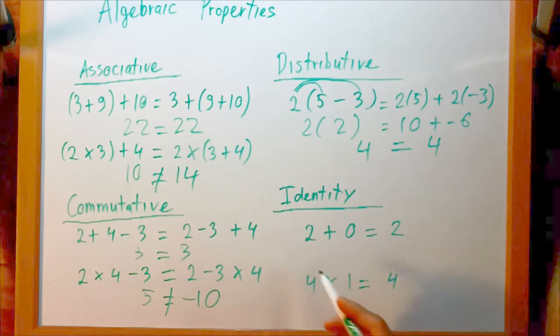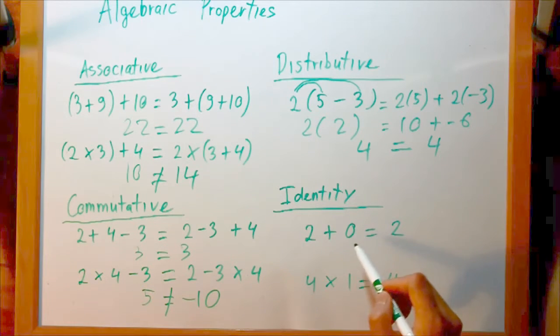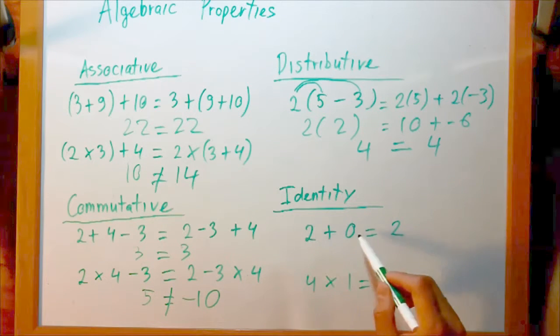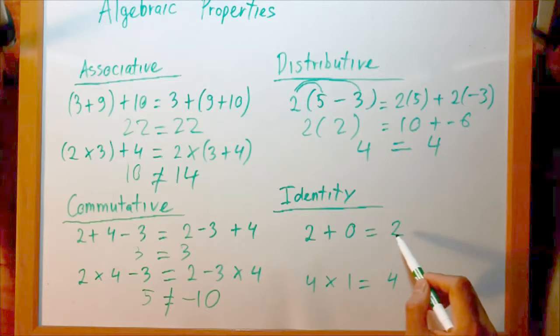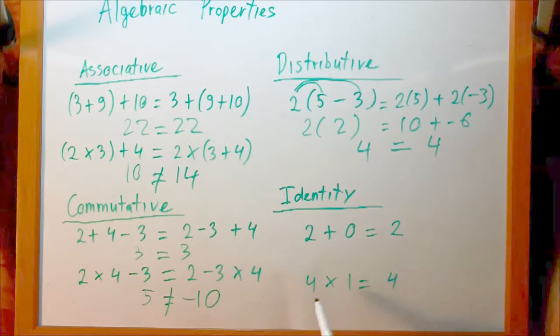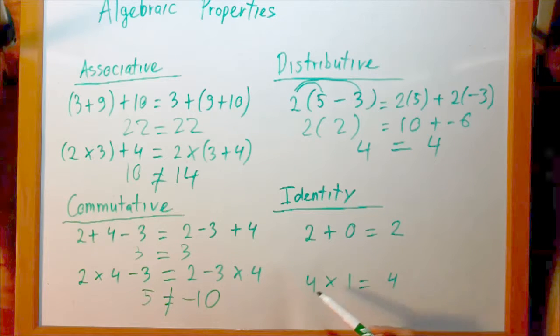What it's saying is that in addition and subtraction, 0 is the identity in that operation, as any value over here plus or minus 0 we get itself. So here 2 plus 0 is itself. And in multiplication and division, 1 is the identity in that operation. So any number over here times or divided by 1, you get itself. So 4 times 1 is 4.